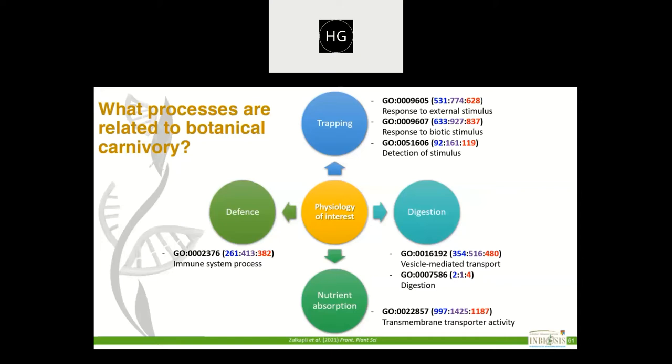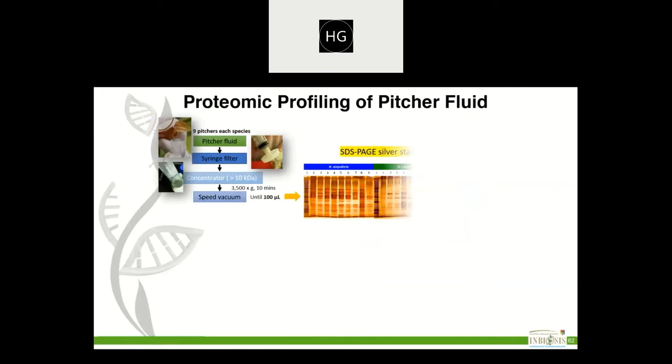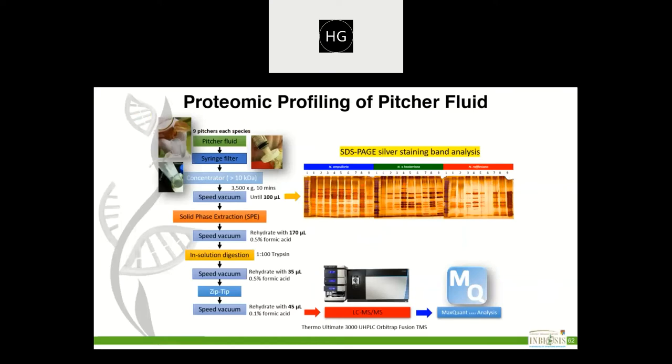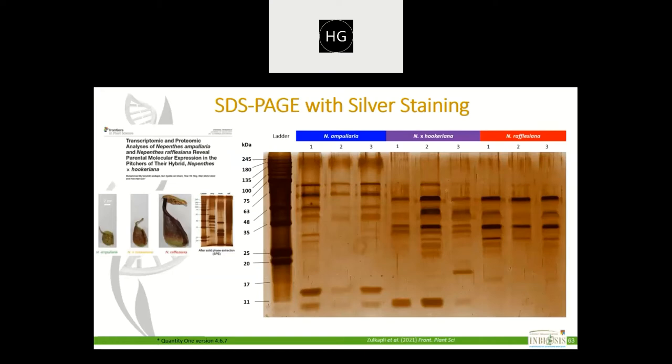So in terms of proteomic profiling, these are the approaches, and I'm not going to describe them. It's another challenge for proteomic research because the protein in the pitcher fluid is not in high concentration. We need to be able to concentrate and extract it, so we have to harvest many samples, and also collect at the right time. That's another challenge for students, and it takes quite a while for them to collect all the samples.